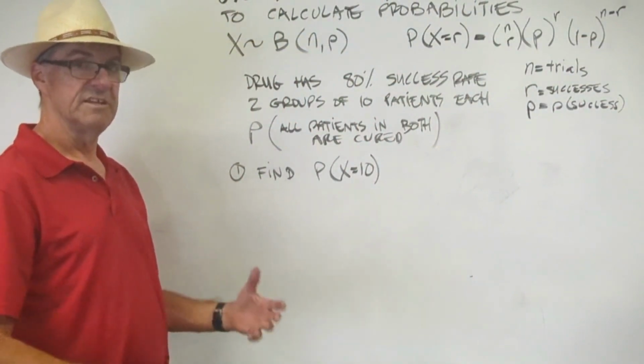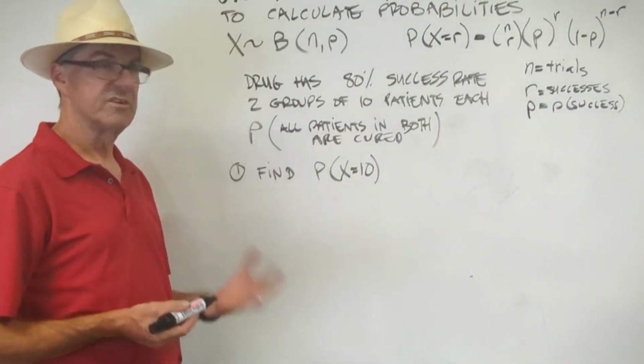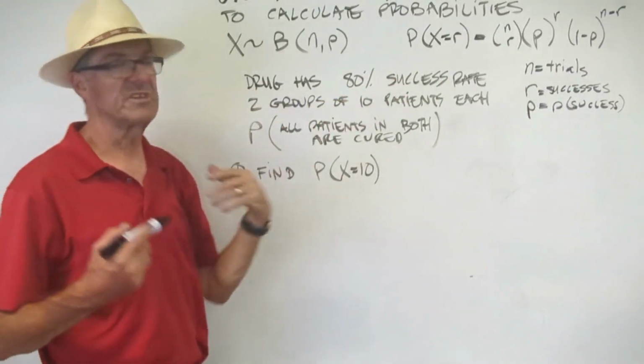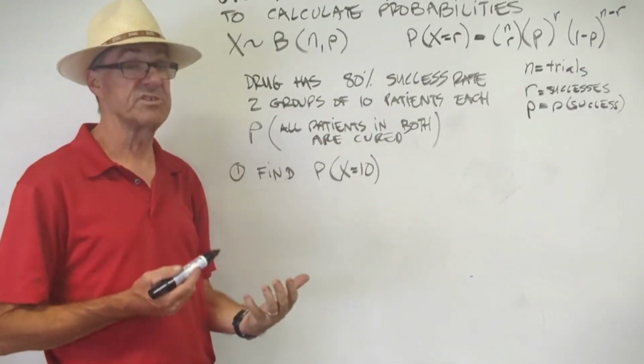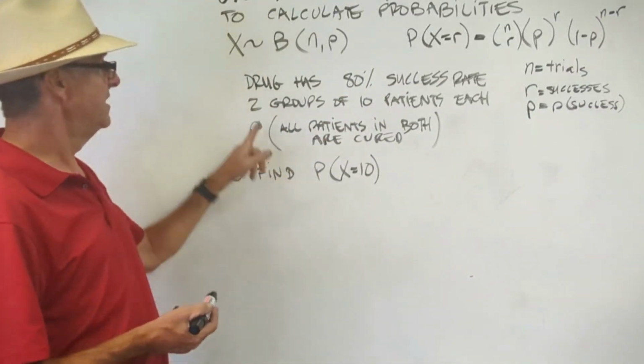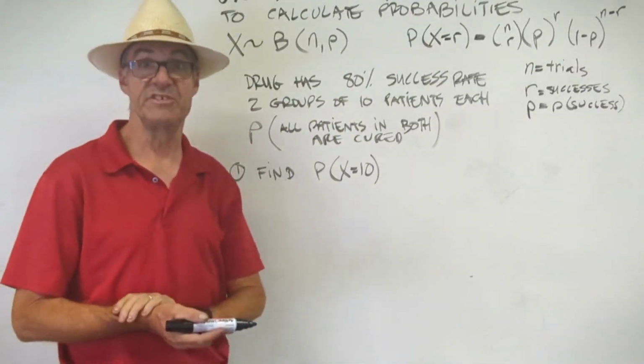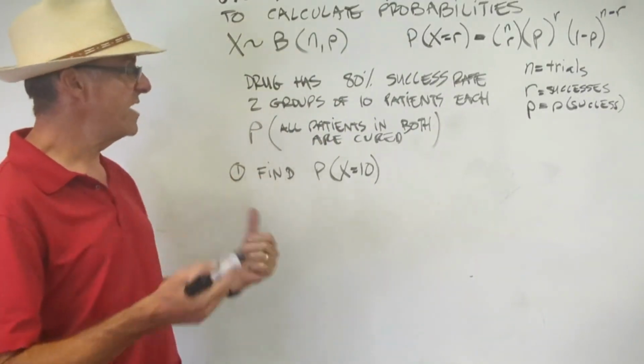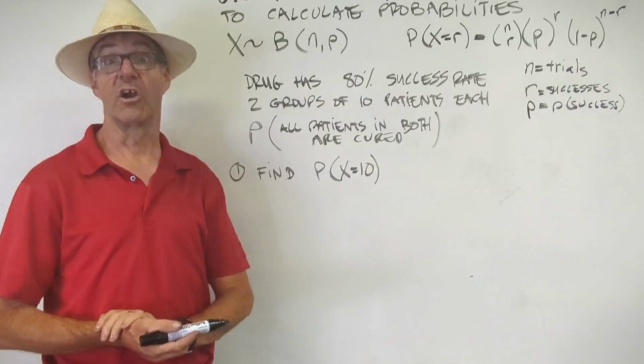All right, let's do a slightly different example. Here's one drawn from real life. There's a certain drug that has an 80% success rate. It cures people 80% of the time. Not too bad. We have 2 groups of 10 patients each. What is the probability that all the patients in both groups are cured?